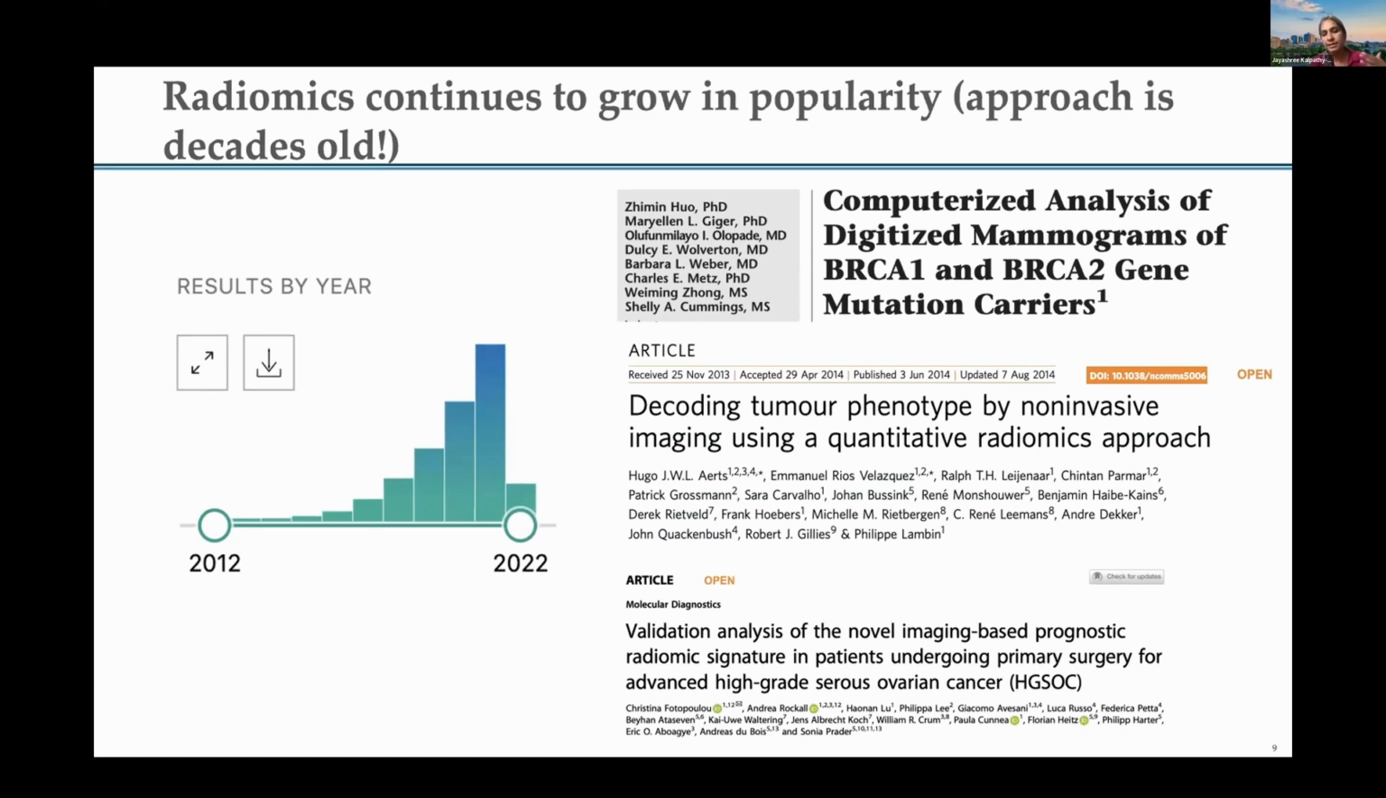And this term in this context has exploded in utilization, as you can see here. And it's been used for many, many things, and it's continuing to grow.